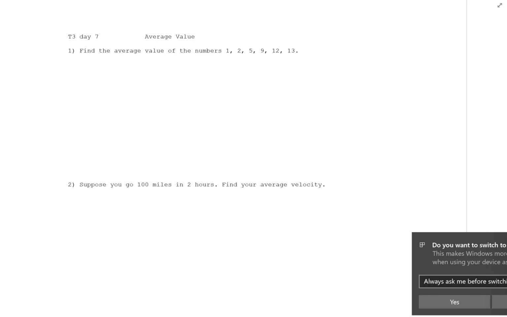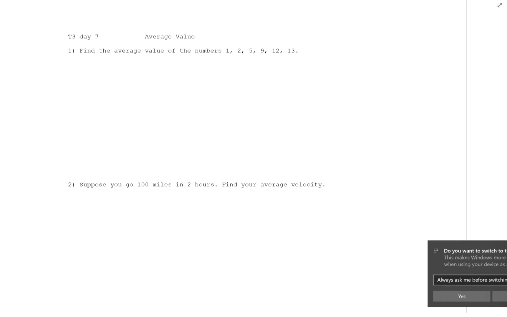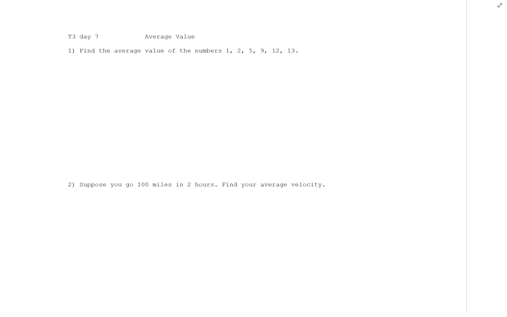We're going to start with something really simple. We want to find the average value of these numbers that are given: 1, 2, 5, 9, 12, and 13. And just as we learned in grade school, in order to find that average, we're going to take 1 plus 2 plus 5 plus 9 plus 12 plus 13 and divide by 1, 2, 3, 4, 5, 6. And that gives us an average value of 7.